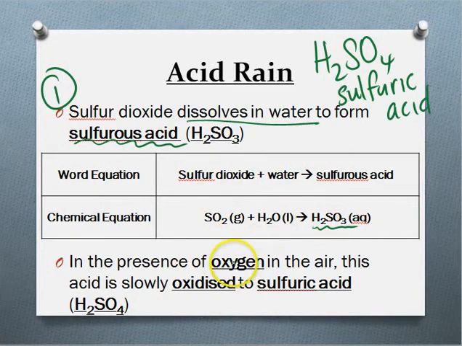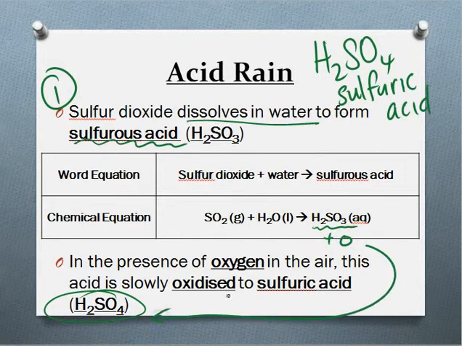Now, with oxygen in the air, the acid may slowly oxidize to form sulfuric acid. You can see the difference between these two is just one more oxygen. The equation doesn't look like this, but you can just see the difference. So sulfurous acid, if you add one more oxygen, oxidizes and forms sulfuric acid.